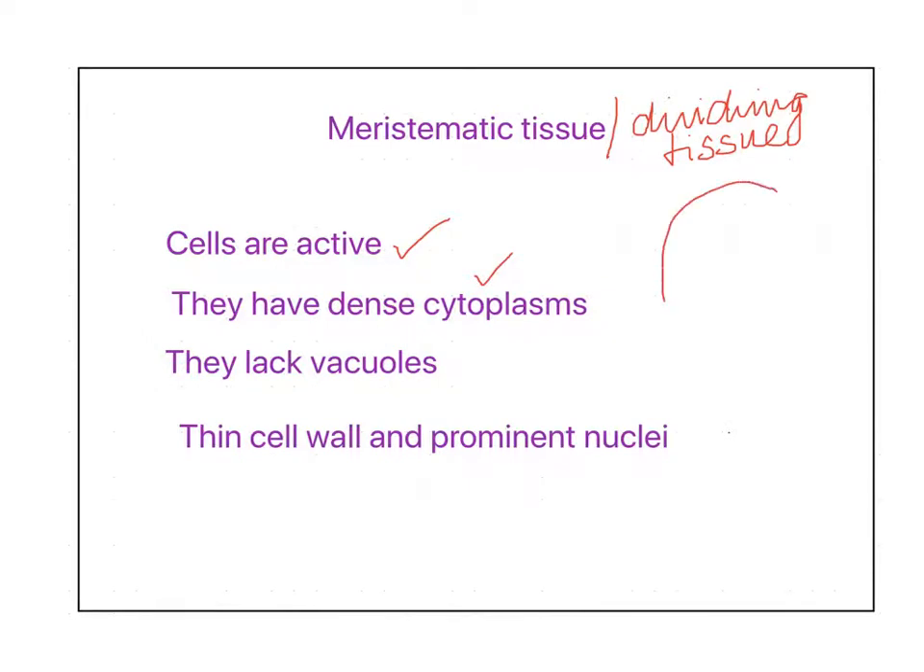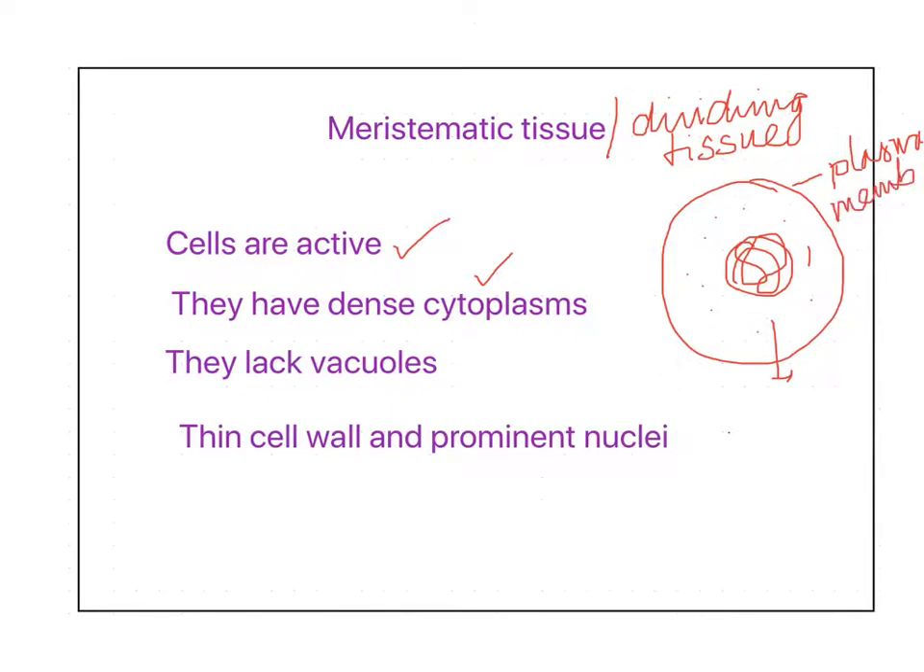What is cytoplasm? Suppose this is your cell. This is your plasma membrane. Then you will have a nucleus, and all the content which is there is called the cytoplasm. If you remember, we have done this in chapter 5. So this is the plasma membrane, this one is your nucleus, and this component is referred to as cytoplasm. So these cells have active, dense cytoplasm.